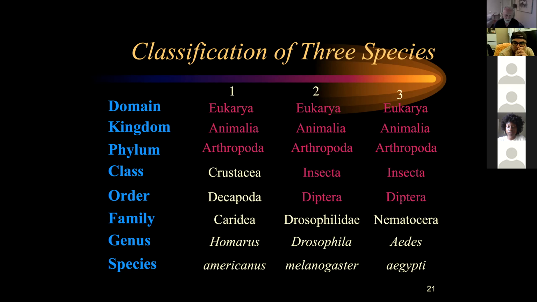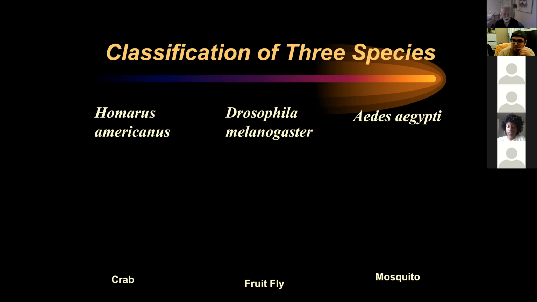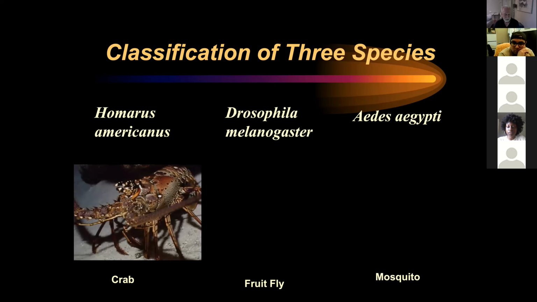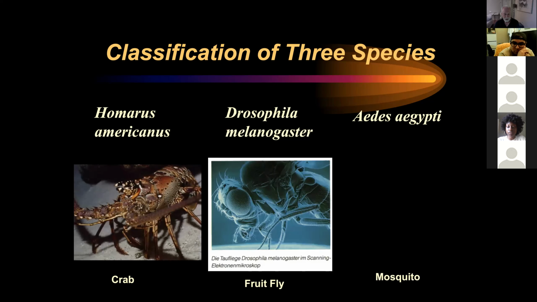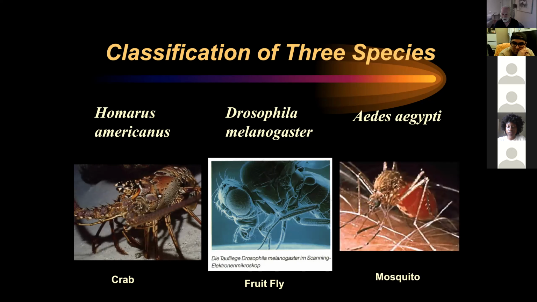We get to family, one is Cambaridae, Drosophilidae, and Culicidae. So each is different at the level of family. And then when we get to genus, they're all different: Homarus, Drosophila, and Aedes, and they're different by species: americanus, melanogaster, and aegypti. So what are these? Well, Homarus is a lobster. Drosophila melanogaster is a fruit fly. And Aedes aegypti is a mosquito.